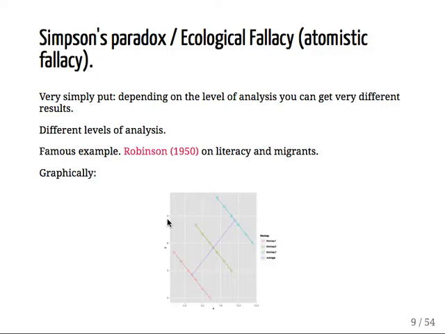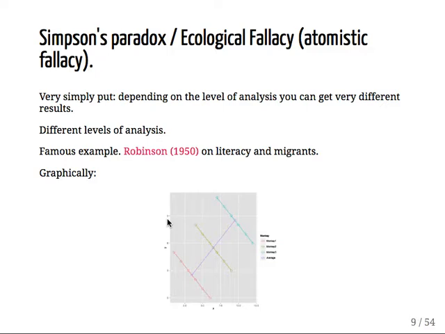So a classic example is from Robinson, who was a sociologist in the 1950s, on literacy and migrants. And you can find a positive association at state level between literacy and the amount of migrants in that state. So if you look across the 50 US states, you find a very strong positive association. Now, obviously, that doesn't mean that migrants are more literate than locals. But you would make a mistake if you were to analyze this aggregate data.